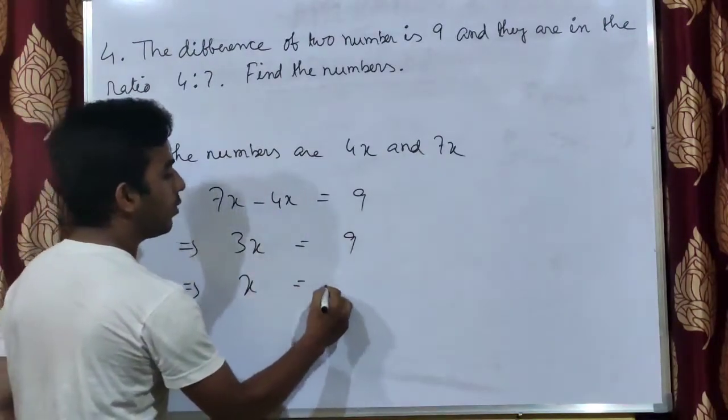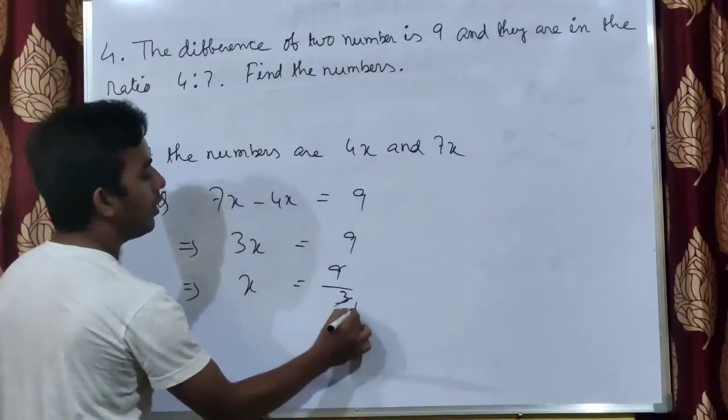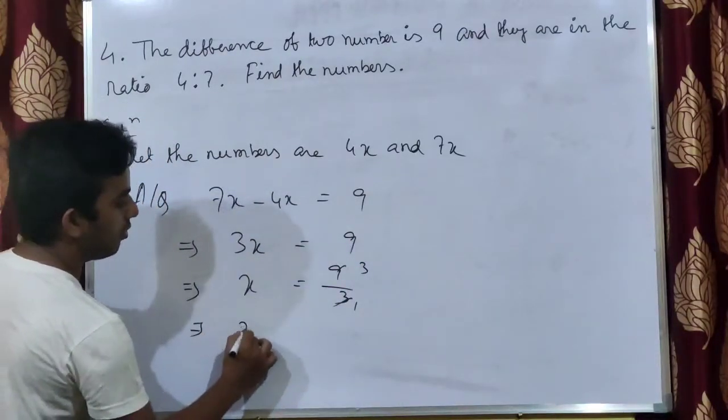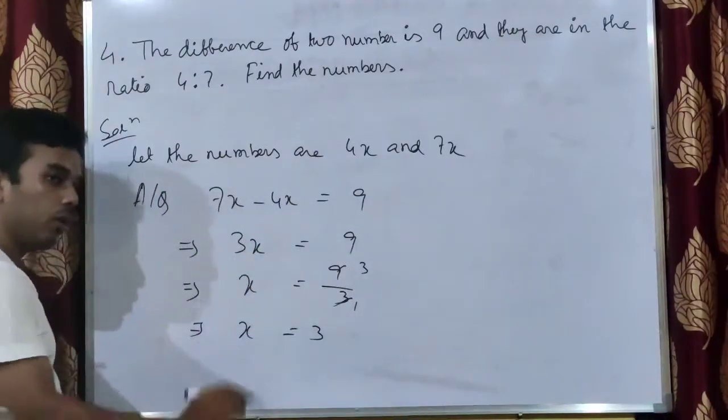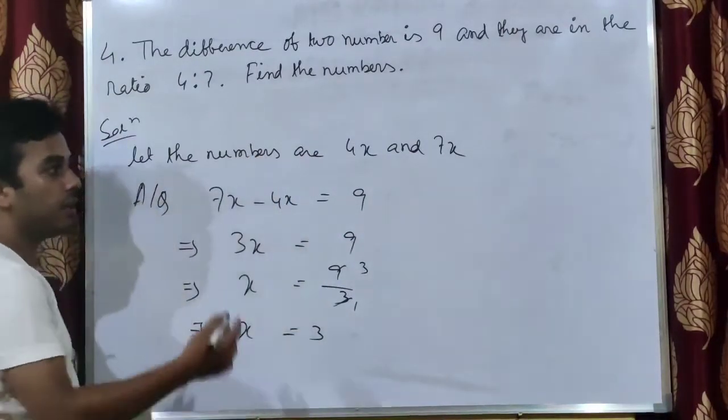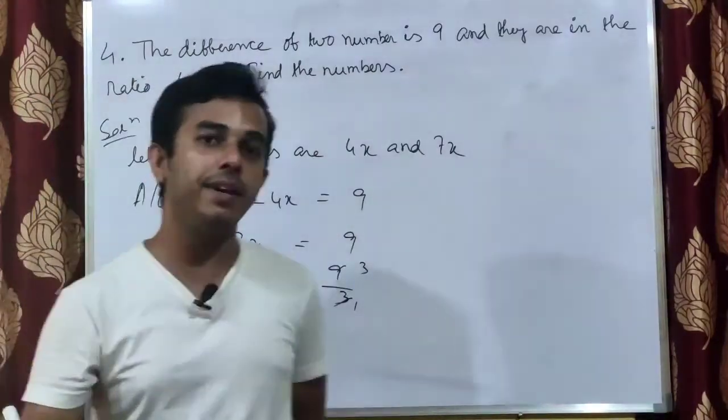Divide. So x equals 9 divided by 3. 3 1s are 3, 3 3s are 9. So x equals 3. That means the value of x is 3. Now we know the value of x is 3, so can we find the numbers? Yes, we can find the numbers.